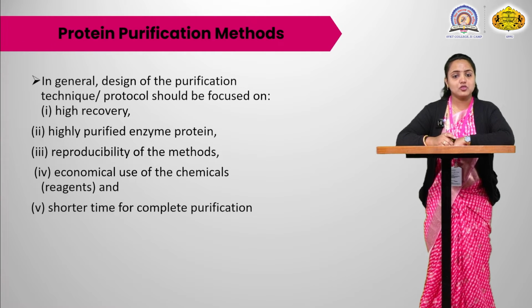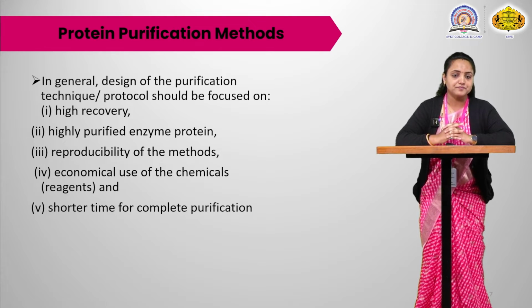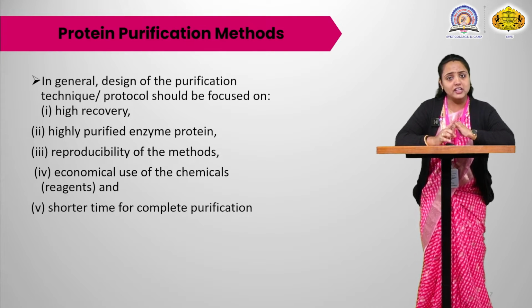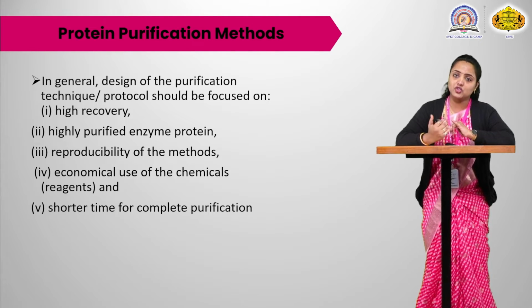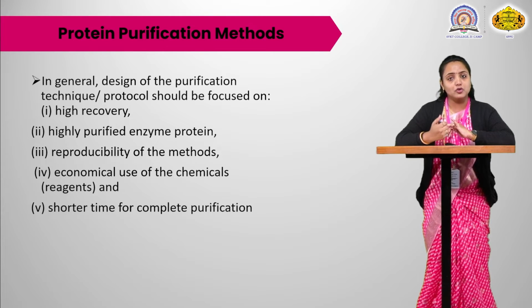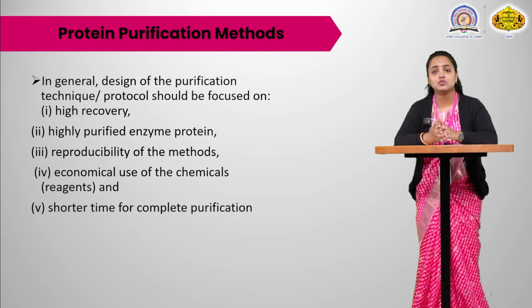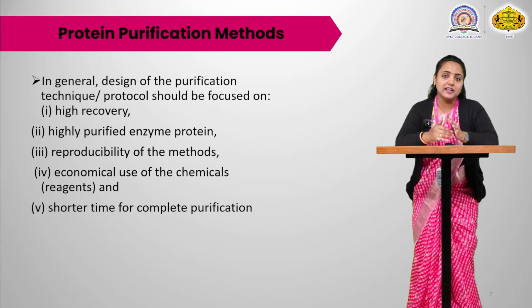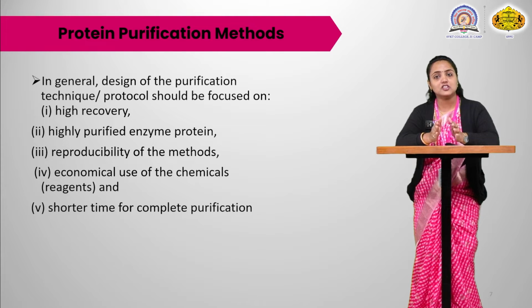So the protein purification method has some characteristics. It should be focused, that is, a high recovery rate. The protein which you have to purify, the recovery rate should be high because you are using the techniques for that. The reproducibility: the method which you are going to use should be reproducible. Again and again you can use the method because your sample, the crude extract, would be more. In one go or in one session you can't recover your protein. So it should be a reproducible method.